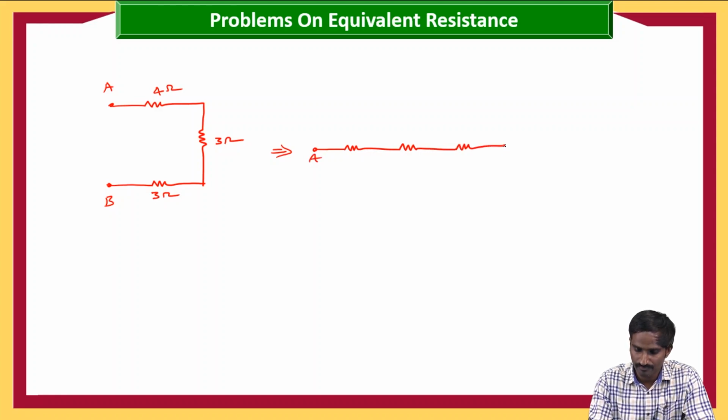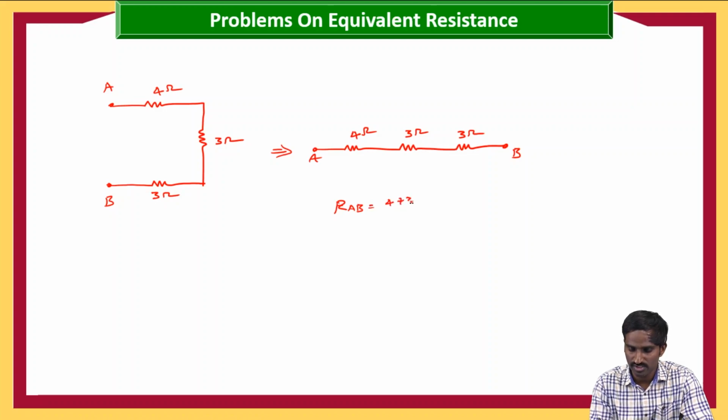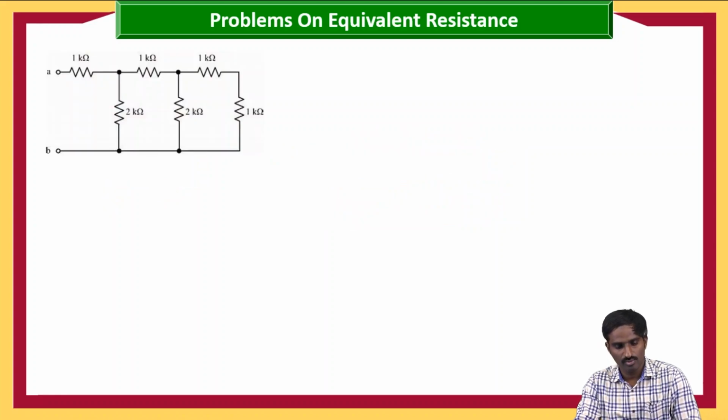So here it is A, and here it is B, and 4 ohms, 3 ohms, and again 3 ohms. As you can see here, 4, 3, 3 are in series. Then the equivalent resistance here, let us consider RAB, which is equal to 4 plus 3 plus 2. So which is 9 ohms. So this is the way to find the equivalent resistance between the two terminals. Right? Then let us go with another problem.